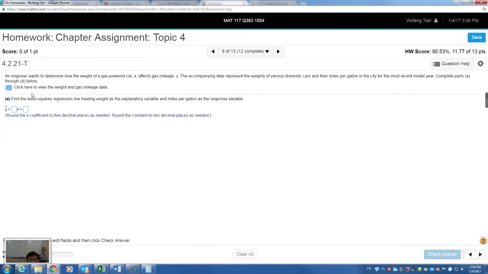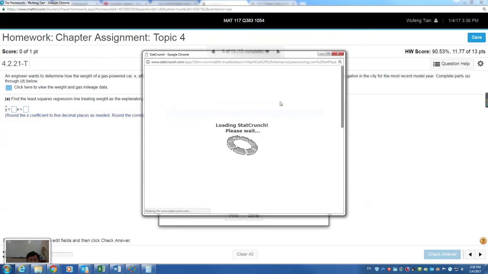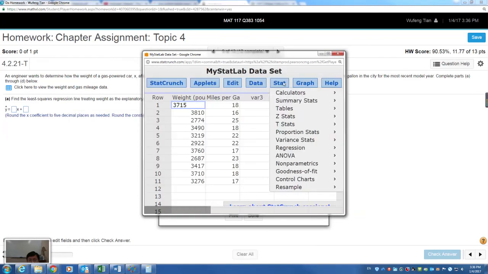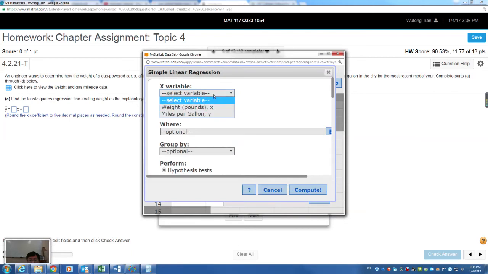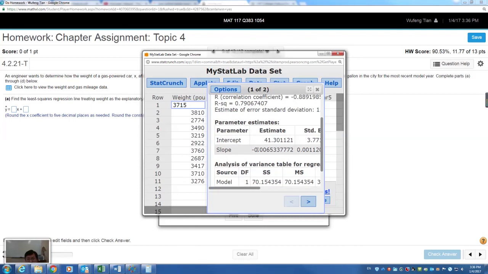You find the model. So what do you do? You can open the StatCrunch. Stat, linear regression, simple linear regression. X should be the weight. Y should be the mileage per gallon. Because it's heavier, the less mileage per gallon you have. So, and compute. The slope is this.